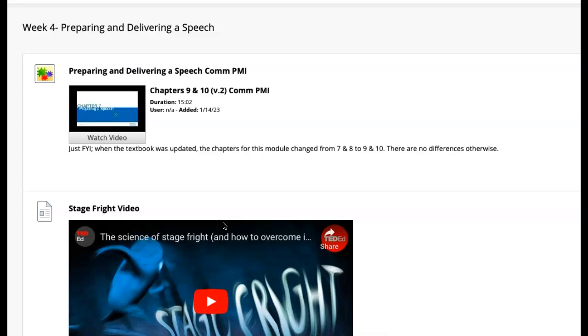So when we jump into these chapters, chapters 9 and 10, just a reminder, the course ebook, when it went from version 1 to version 2, switched from chapter 7 to 8 to 9 and 10. There's really no difference. So when you see in the lecture it says 7 and 8, it's the same thing as 9 and 10. So don't worry about it there. From that perspective, it's not any different.